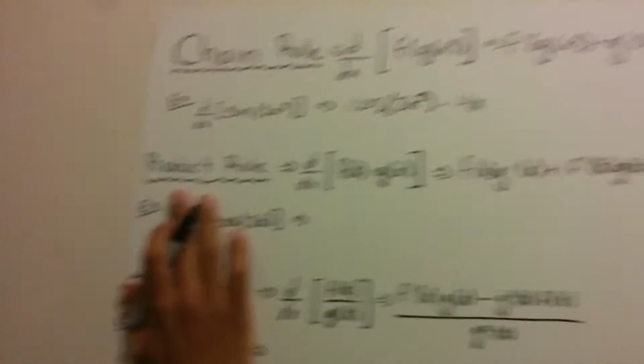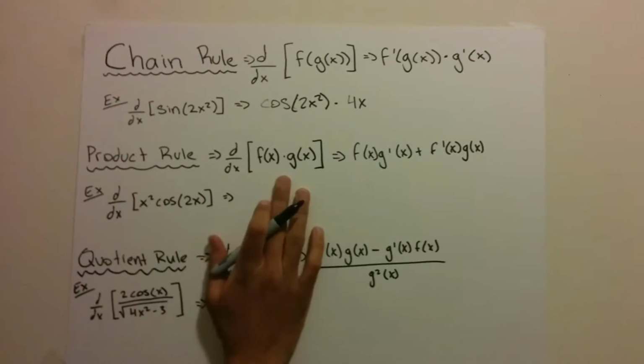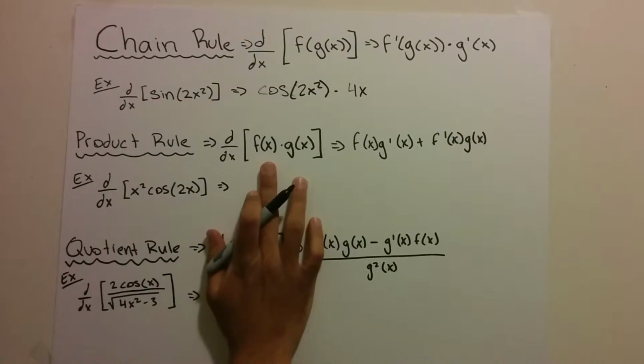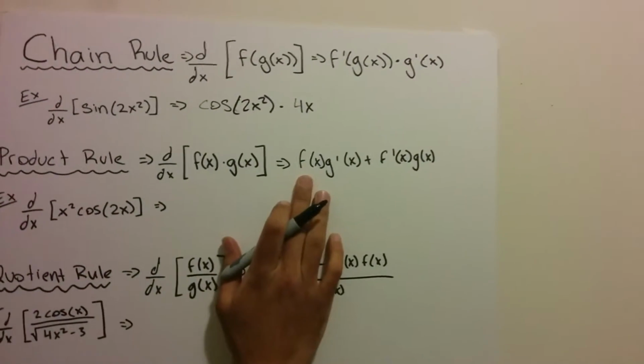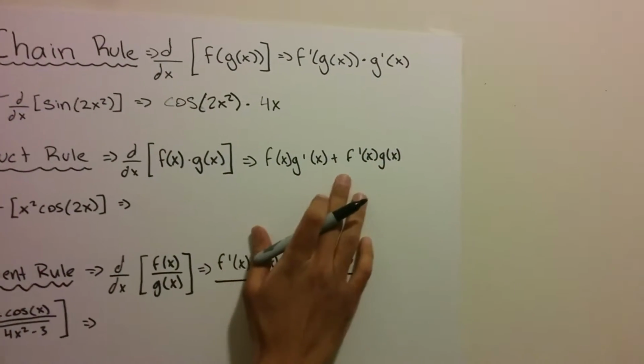So now we're going to be talking about the product rule. The definition of the product rule is: the derivative of f of x times g of x equals f of x times g prime x plus f prime x times g of x.